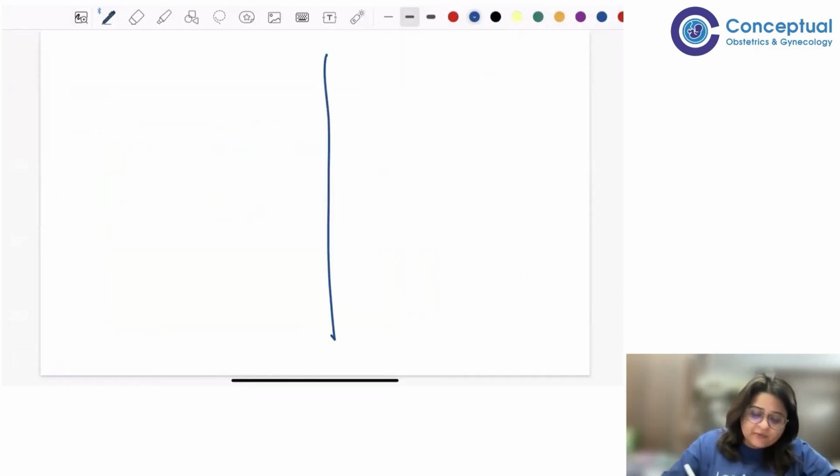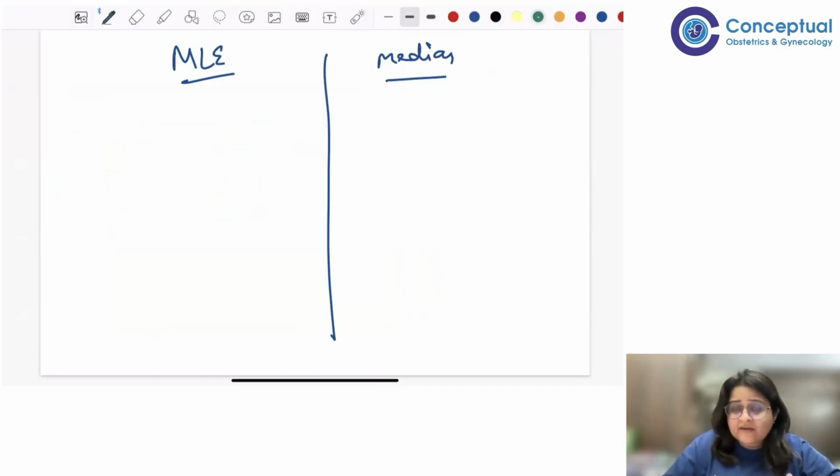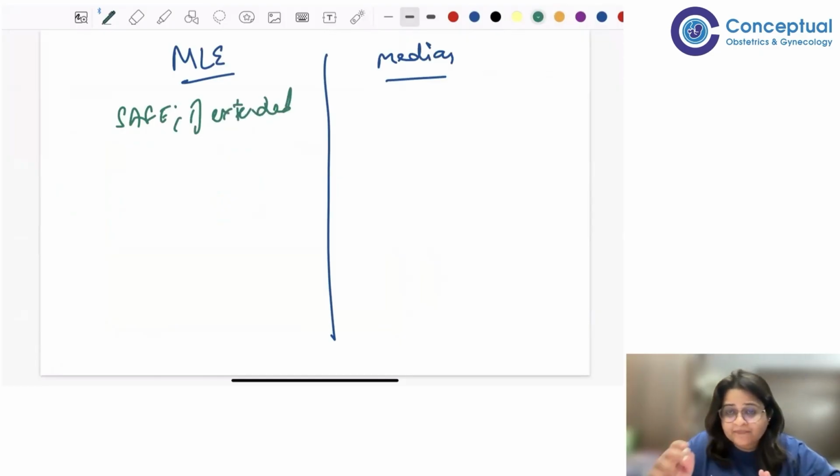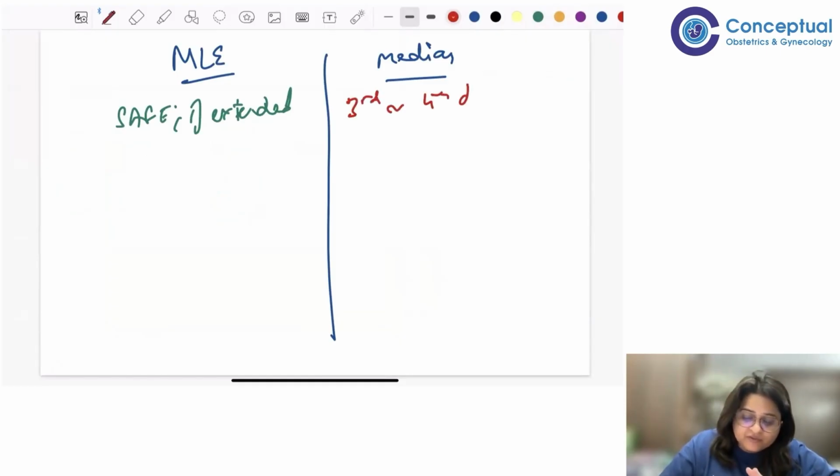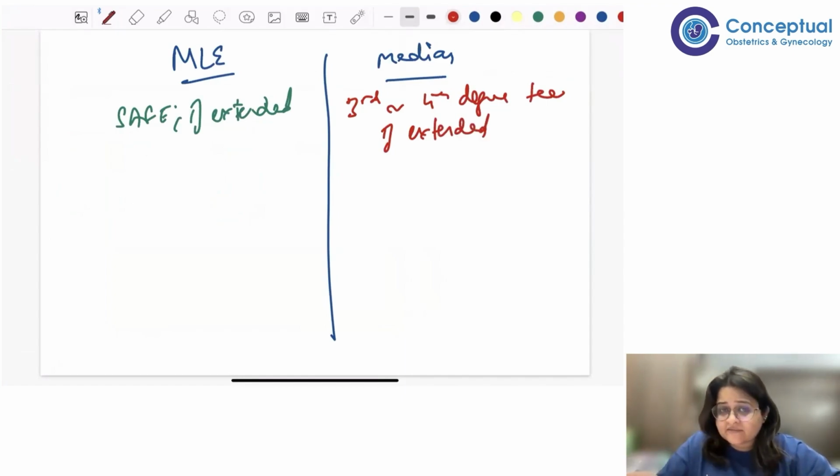So let's just quickly point out the differences of a mediolateral episiotomy and a median episiotomy. The biggest advantage of a mediolateral is that it is safe. If extended, nothing major is going to get injured. A median episiotomy is going to cause a third or fourth degree tear if extended. That's the biggest disadvantage.